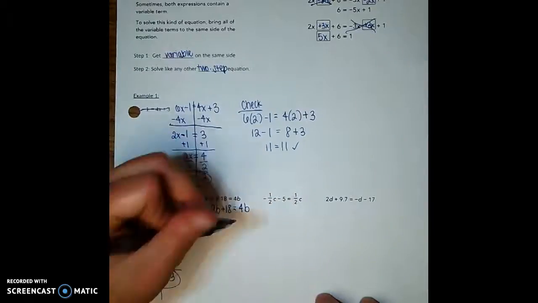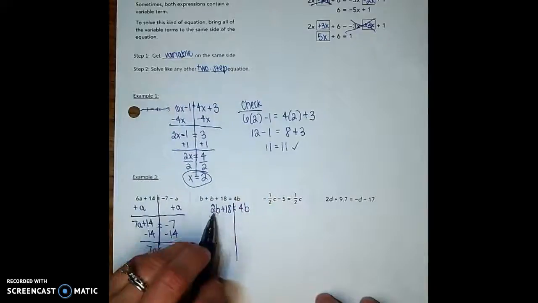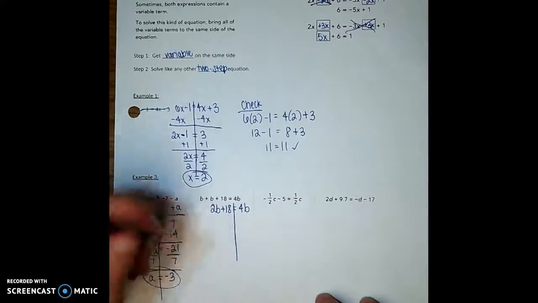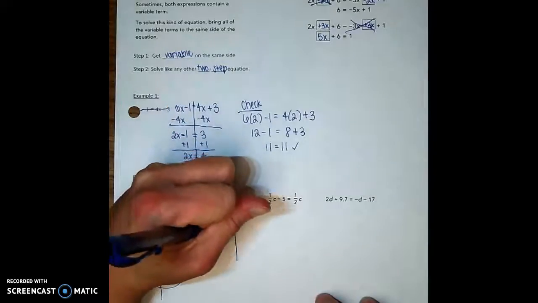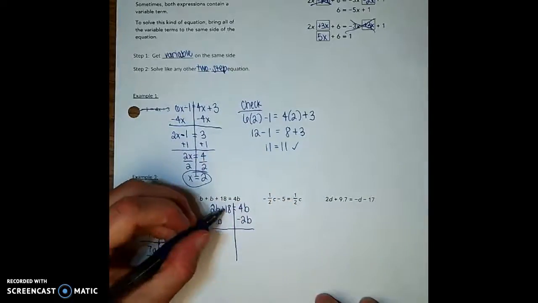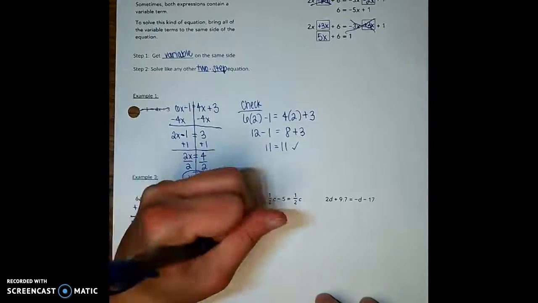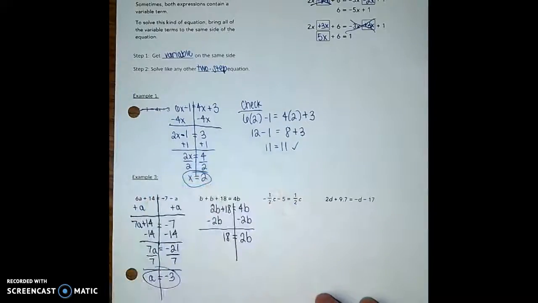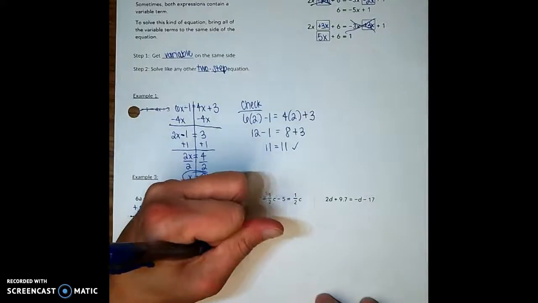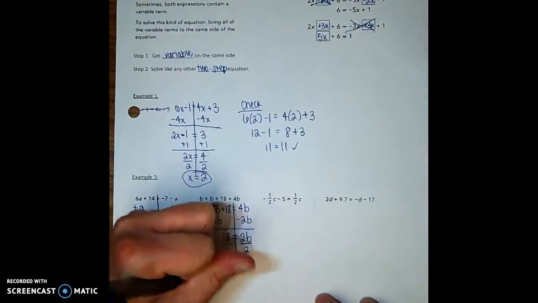Now probably the easiest thing to do here, because our 2b is the smaller number, it's probably going to be easiest to get rid of that. And since it's positive 2b, I'm going to get rid of that by subtracting 2b. That'll leave me with 18 on the left side. 4b minus 2b leaves me with 2b on the right side. And now I just have a one-step equation to solve. I just need to get b by itself by dividing both sides by 2. And so I'll get 9 equals b as my answer.